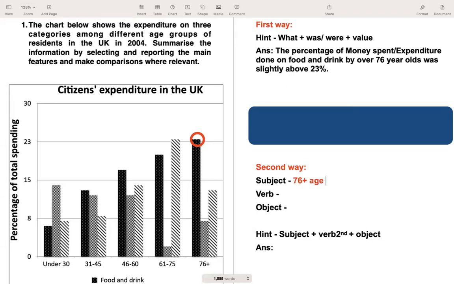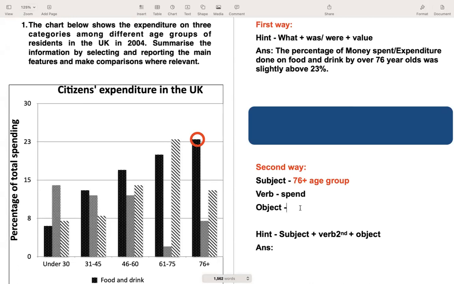What's the verb? What are they doing? What is the action? Spend. Spend is the verb. Perfect. What are they spending? Not food. They're spending money. Money is the answer. Don't make the mistake here.